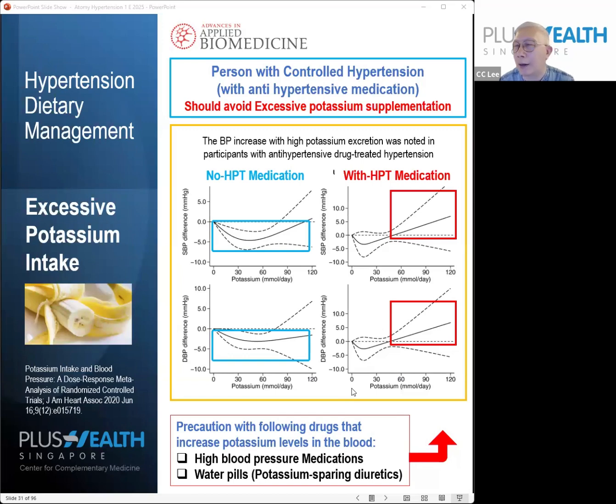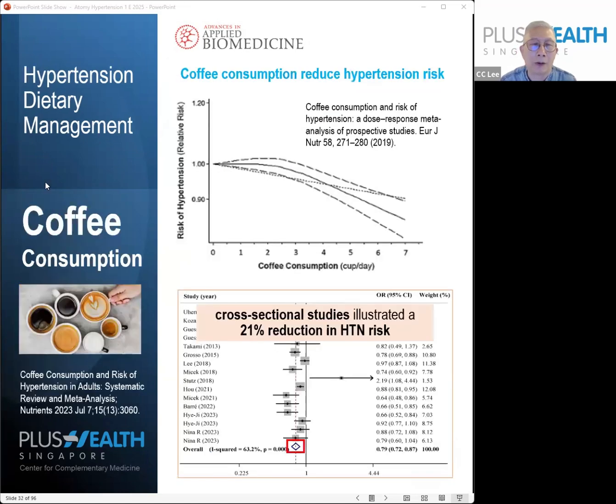If you are already on hypertension medication, and if your hypertension is already in control, there's no need for you to overdose on noni juice, right? Remember that. Okay, now coffee, very interesting.